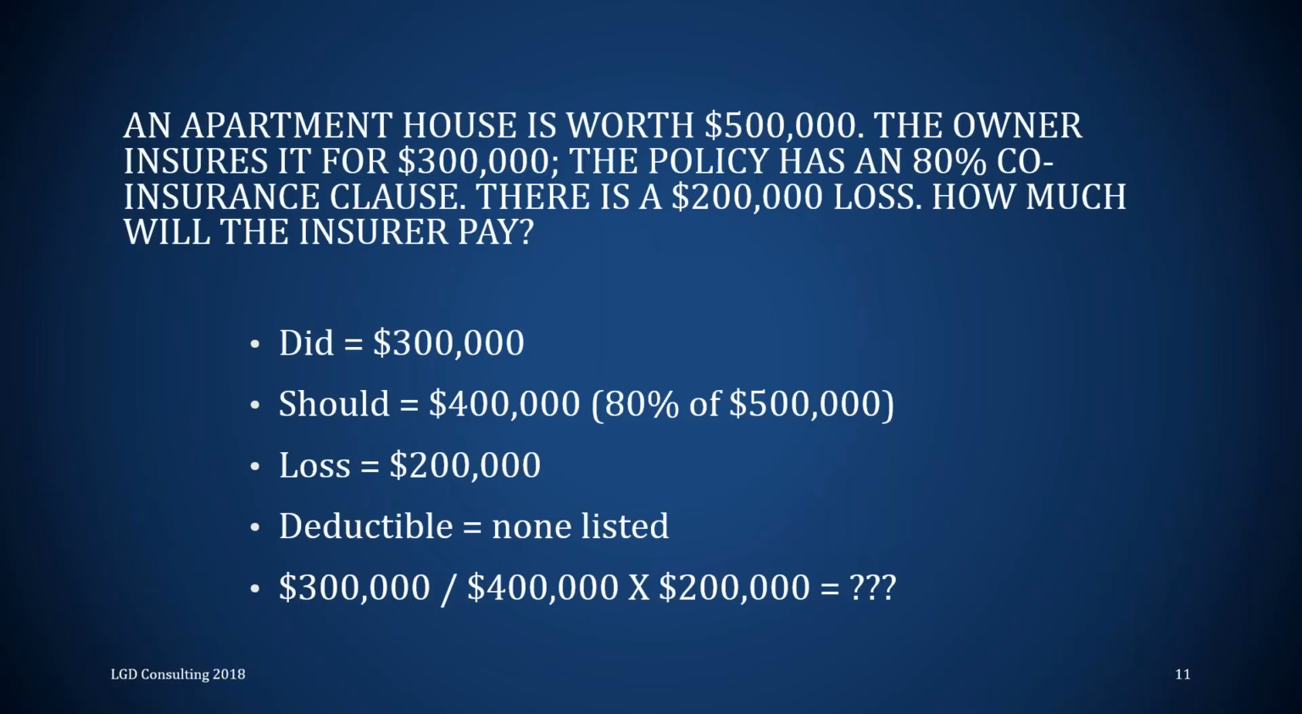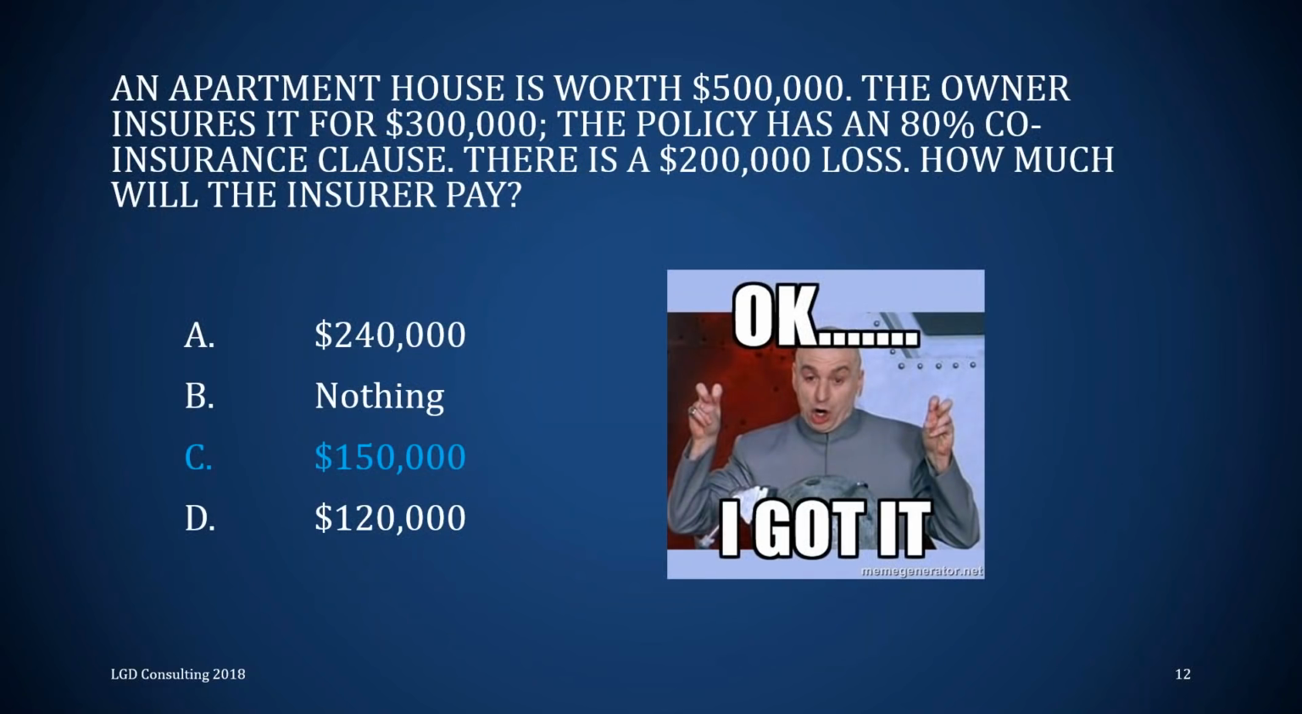Remember, don't put the value of the building as the bottom number of the fraction. The company's saying there's an 80% coinsurance. That means the client should carry 80% of the value of the building. So 80% of 500 is $400,000. So 300 divided by 400 times the $200,000 loss. Well, 300 divided by 400 simplifies to 3/4. 3/4 times the $200,000 loss is how much the company's going to pay, which is $150,000 minus any possible deductible. Here we don't have a deductible listed, so we disregard that. And so the answer here would be $150,000. Okay. So get used to this equation.